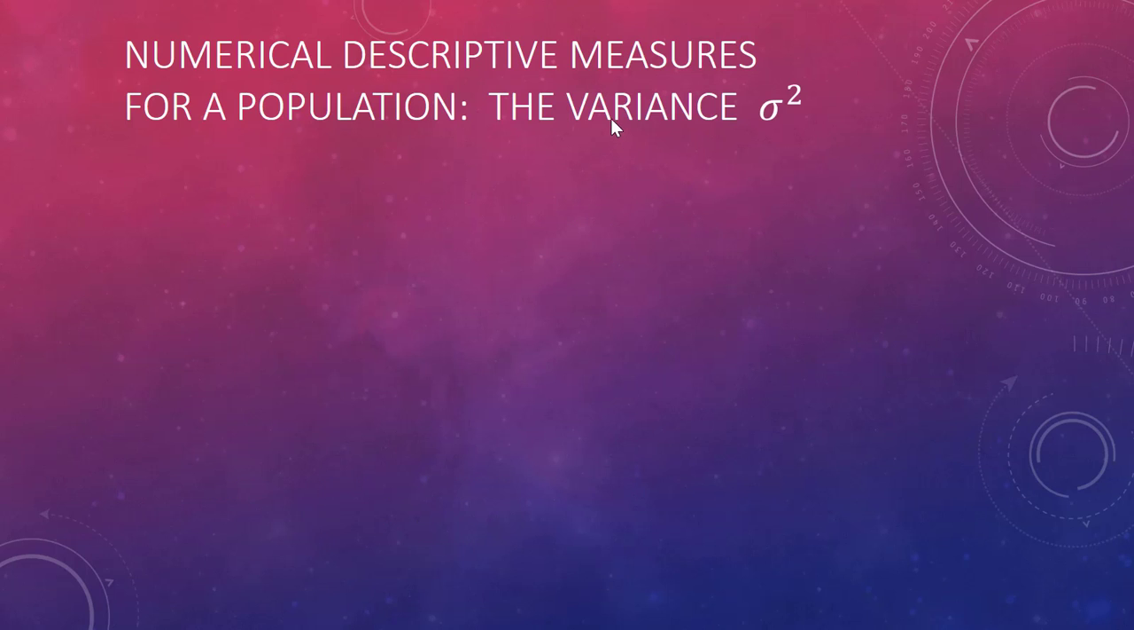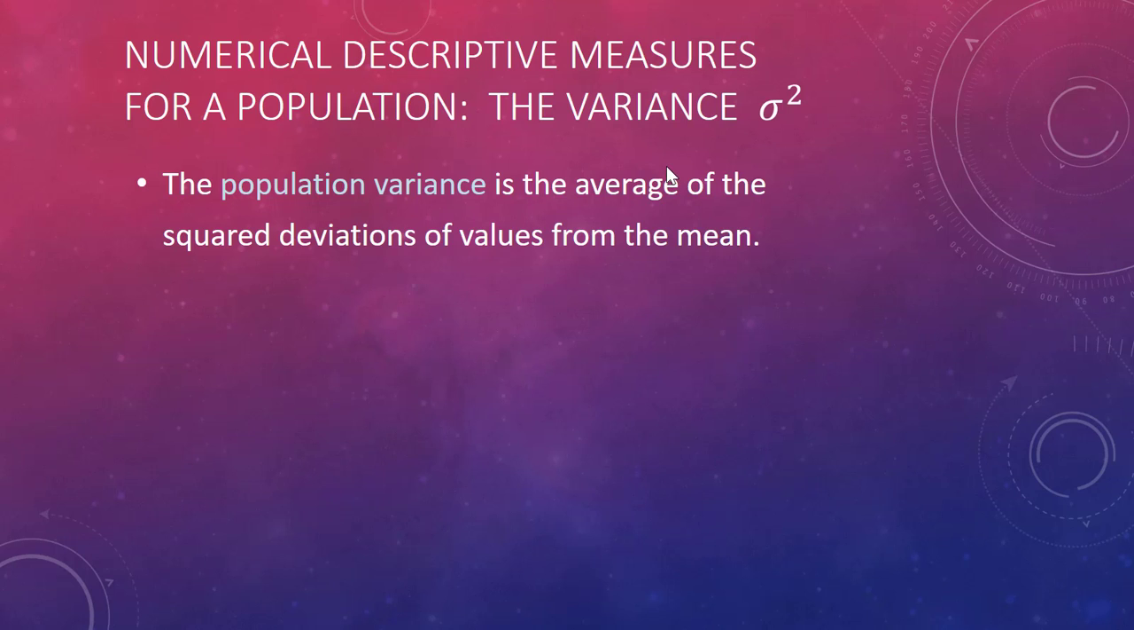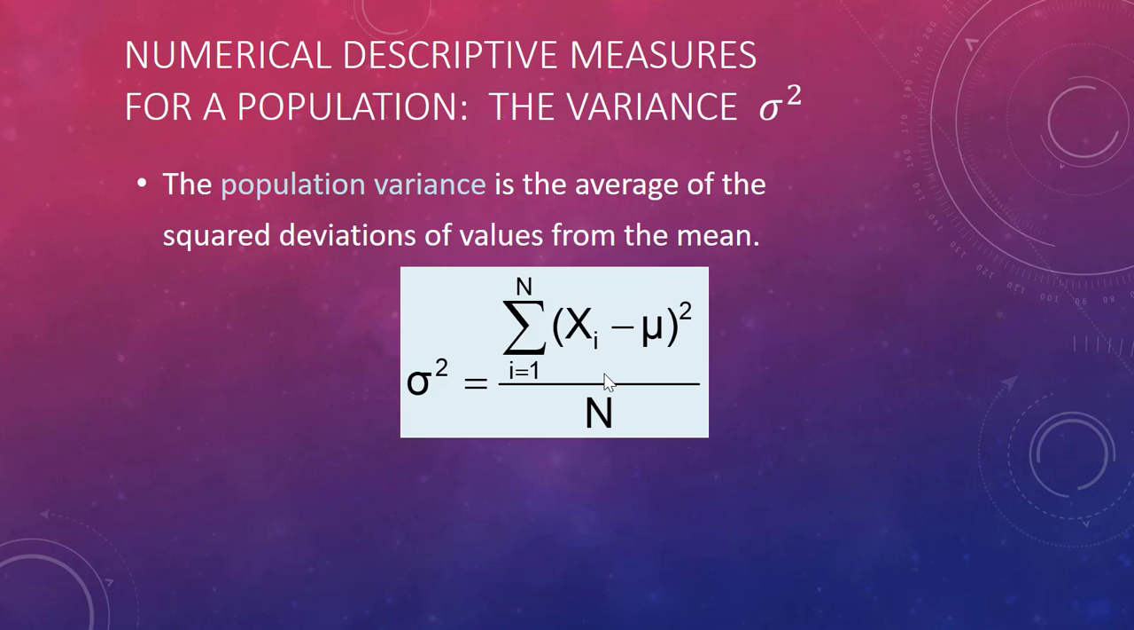Next we have the population variance, which we call sigma squared. Notice we have a different symbol here. For the sample variance we use an s squared. We'll talk more about that later. So the population variance is the average of the squared deviations of values from the mean. Here's the formula for it.